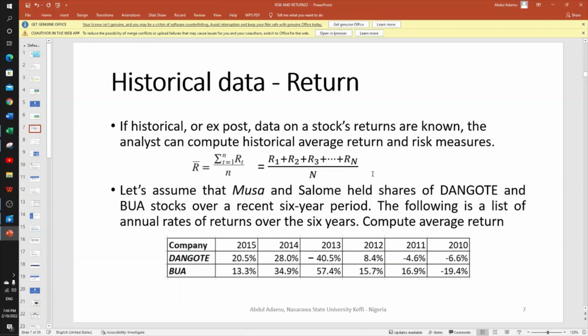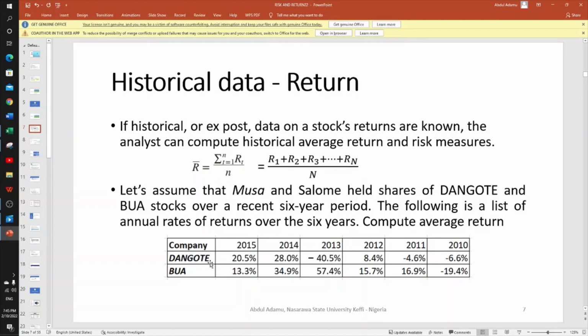So if you look at this formula, all you do is add the returns together and divide by how many numbers there are. So let's take an example and see. Assuming Musa and Salome have shares in Dangote and Bua stock over 6 years. Now the rate of return for these 6 years is given in this table.